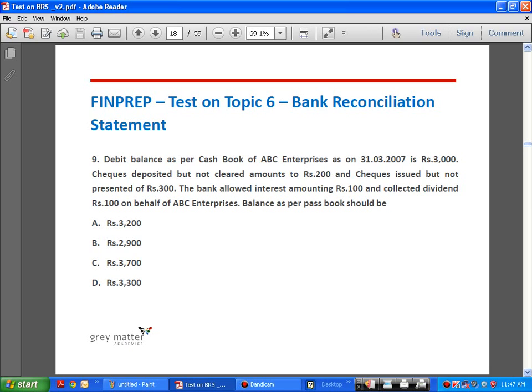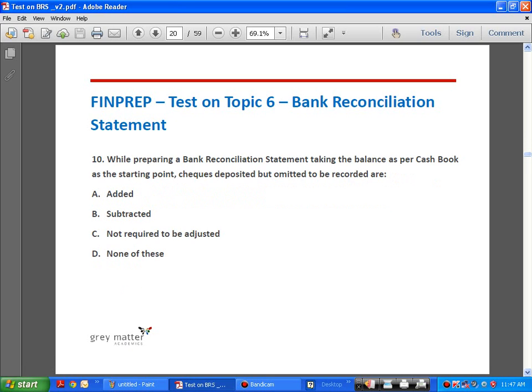and collected a dividend of 100 on behalf of ABC, which means again there is a credit of 100 to our passbook, and so we have to add 100 to our cash book balance. Thus far we have arrived at 3200 as the balance as per passbook. We have to add 100, which will give us 3300. So the balance as per passbook should be 3300.